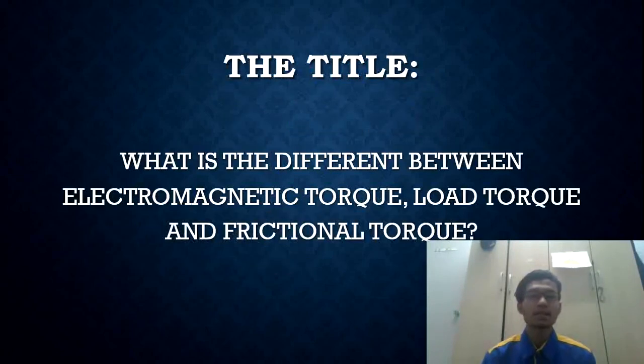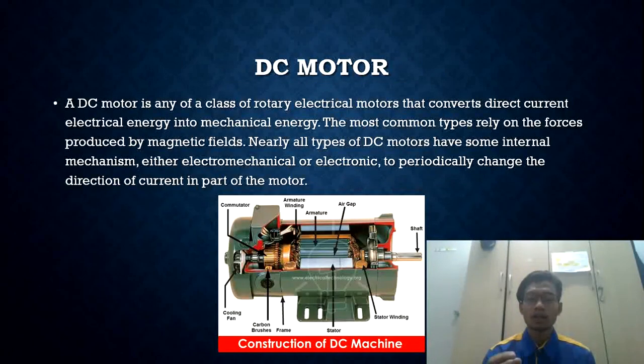My title is: what is the difference between electromagnetic torque, load torque, and frictional torque. Before that, I will explain what a DC motor is. A DC motor is any of a class of rotary electrical motors that converts direct current electrical energy into mechanical energy. The most common types rely on the forces produced by magnetic fields. Nearly all types of DC motors have some internal mechanism, either electromechanical or electronic, to predictably change the direction of current in part of the motor.